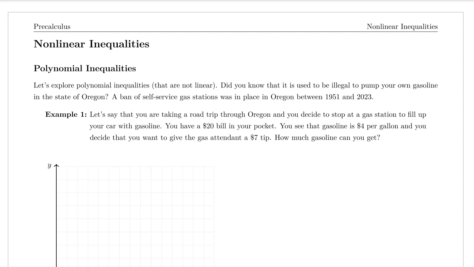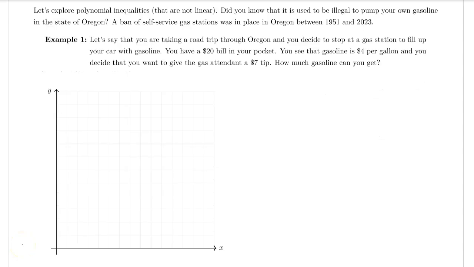Example 1 says, let's say that you are taking a road trip through Oregon and you decide to stop at a gas station to fill up your car with gasoline. You have a $20 bill in your pocket. You see that gasoline is $4 per gallon, and you decide that you want to give the gas attendant a $7 tip. How much gasoline can you get?